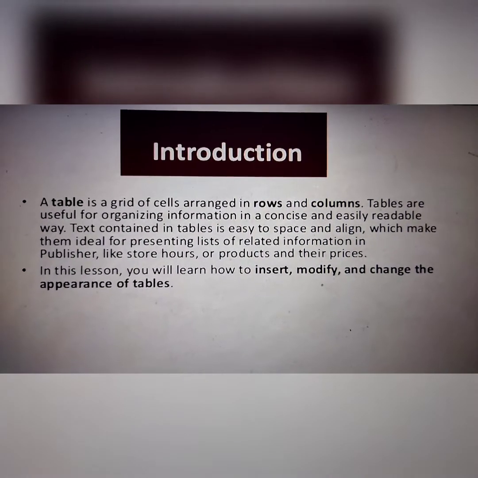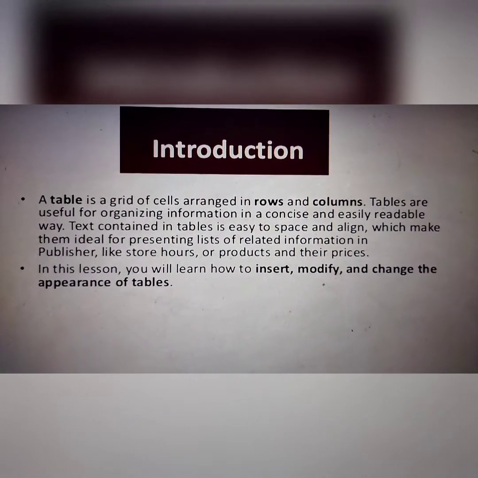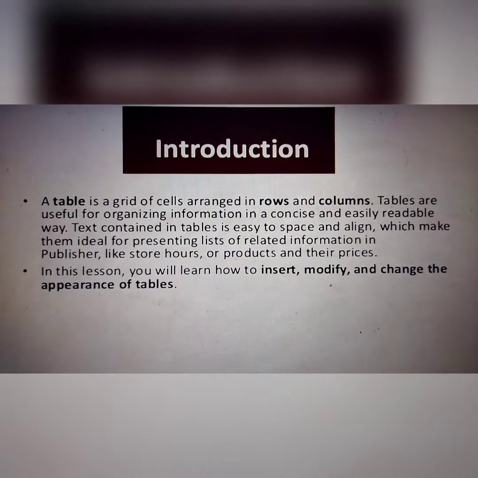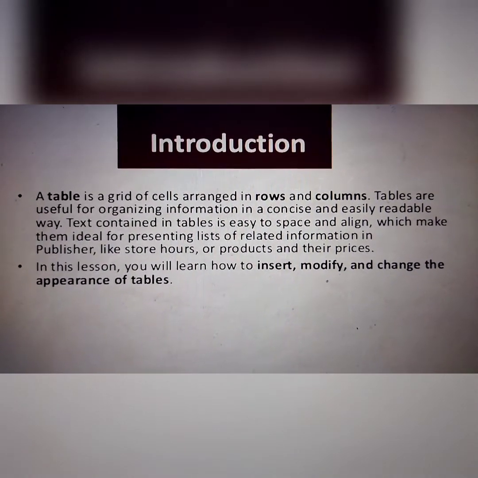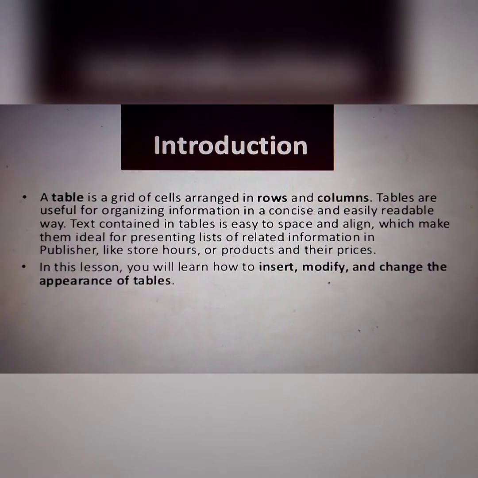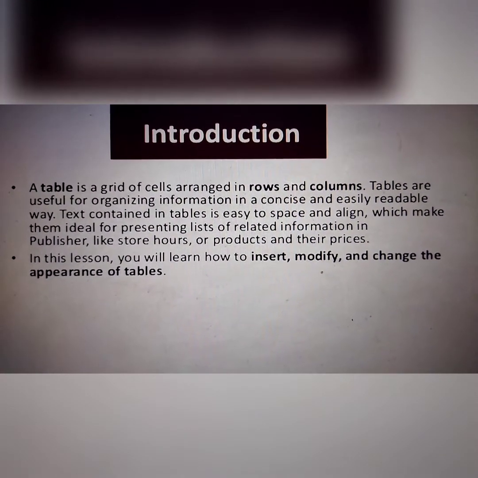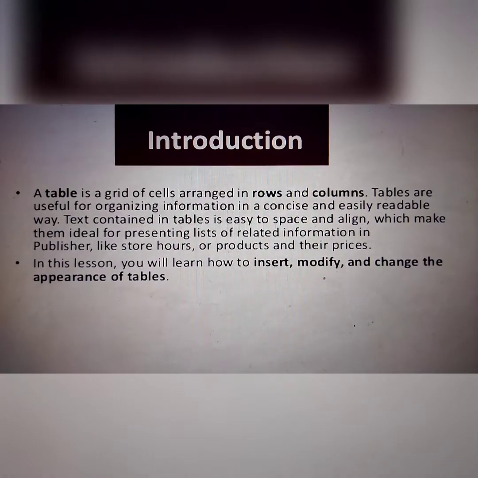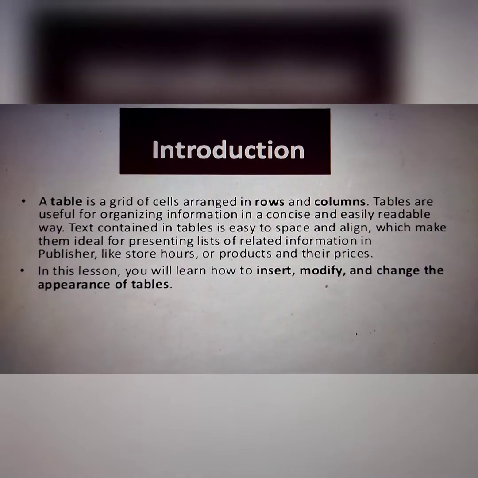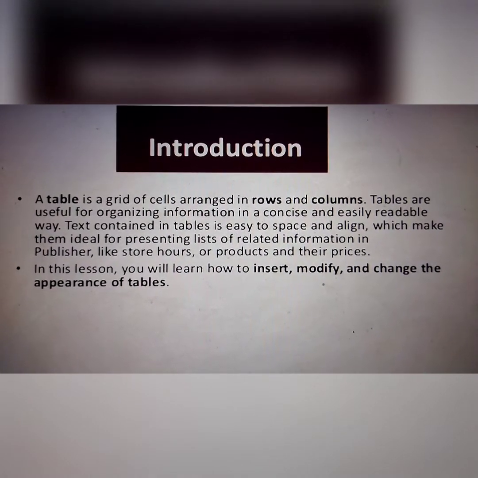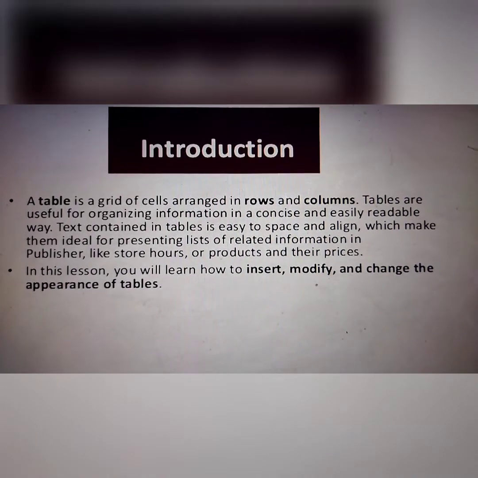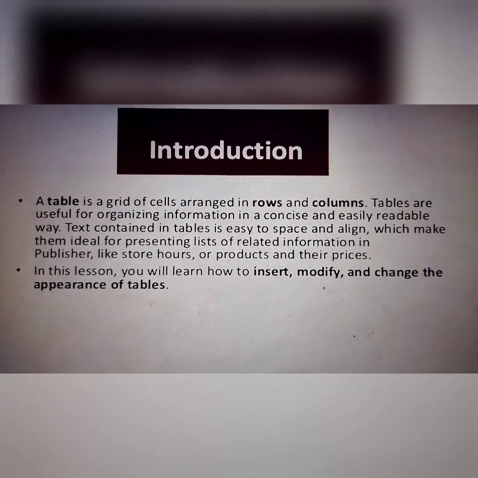Introduction part, class 6. A table is a grid of cells arranged in rows and columns. Tables are useful for organizing information in a concise and easily readable way. Text contained in tables is easy to space and align, which makes them ideal for presenting lists of related information in Publisher, like store ads or products and their prices. In this lesson, you will learn how to insert, modify and change the appearance of tables.